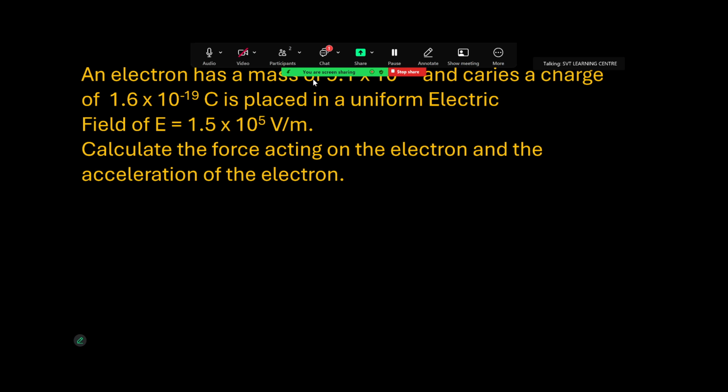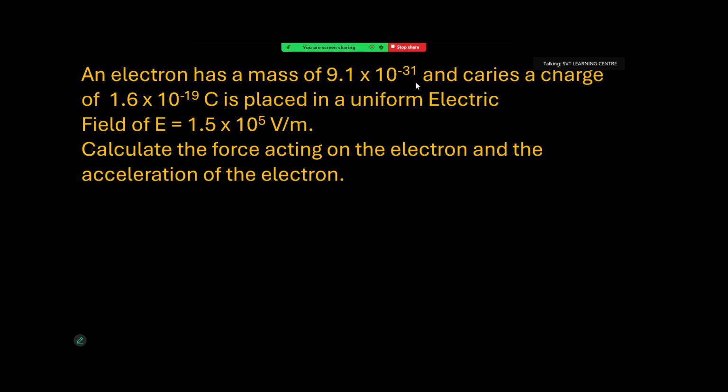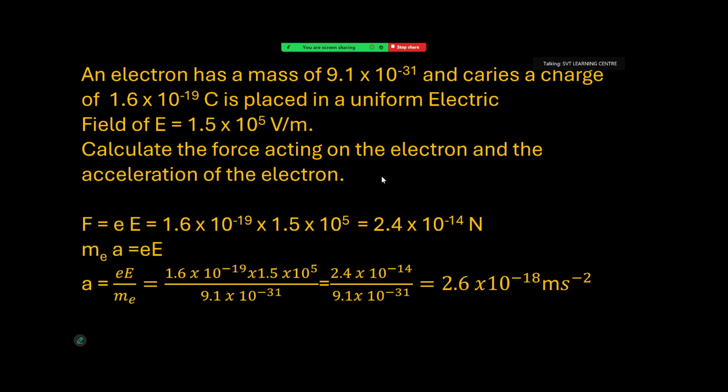Now let us say that we are given an electron whose mass is given, whose charge is given, and it is placed in a uniform electrical field. Uniform electrical field means everywhere the electrical field is the same. We will discuss uniform electrical field as we go along. We have to calculate the force acting on the electron and the acceleration of the electron. So see, force is e into capital E. e is the charge on the electron, E is the electrical field that is given to you. Key in and you get this force. To find the acceleration, we divide the force by the mass and you get the acceleration.